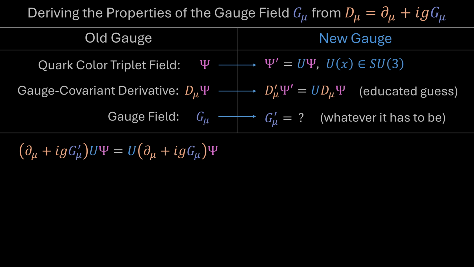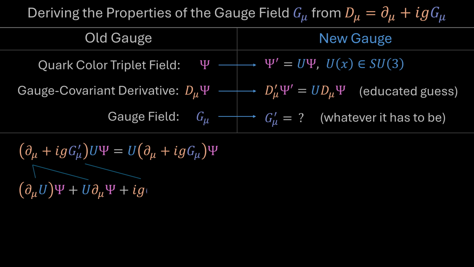Now in this equation, you'll recognize that there's a g mu prime and a g mu, so that's perfect. All we have to do is solve for g mu prime. Well, first, let's evaluate partial mu acting on u psi. We can use a product rule to calculate that. So partial mu acting on u psi is equal to partial mu of u times psi plus u times partial mu of psi. And next up, we have that term ig g mu prime times u psi.